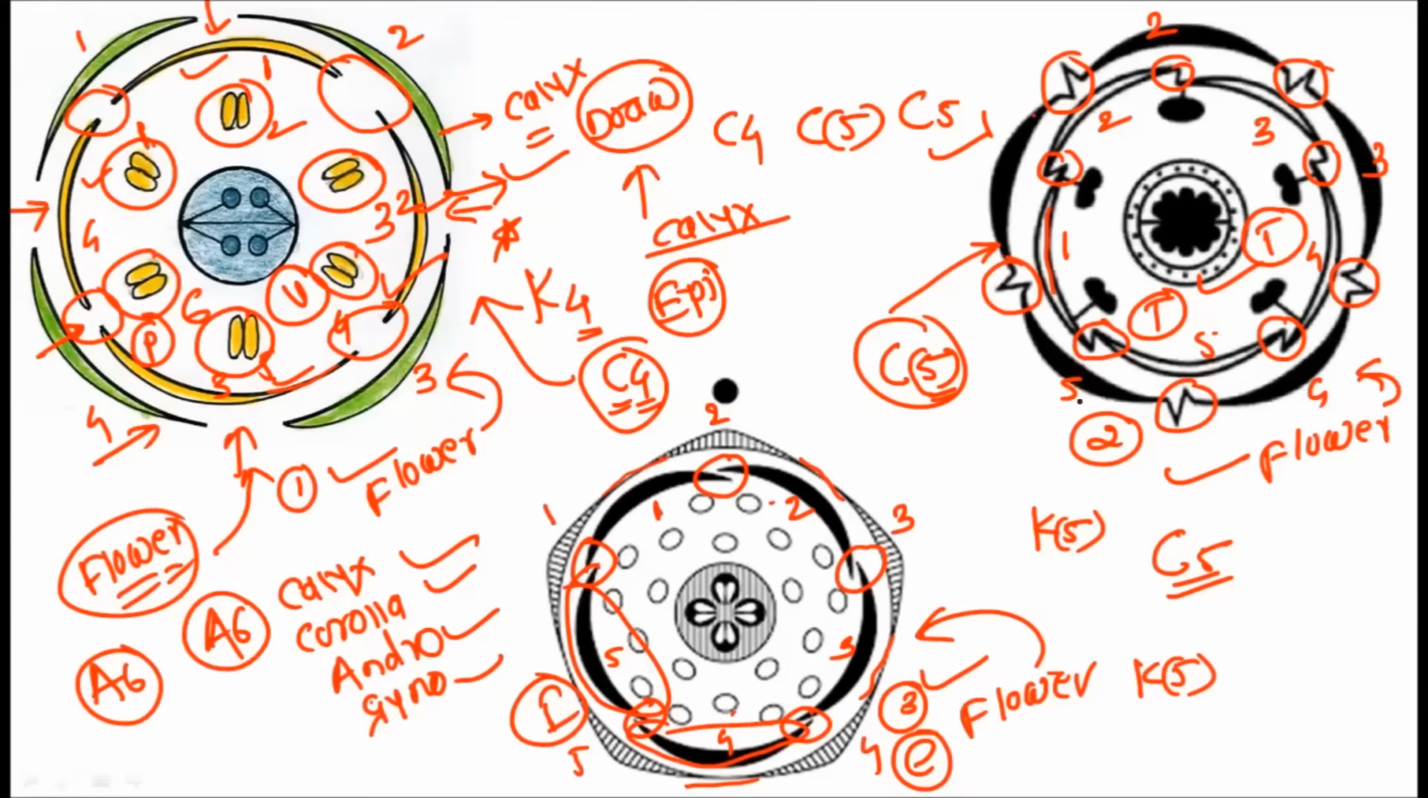Now if you observe the same androecium in the second diagram, see how many are there? 1, 2, 3, 4, and 5. So A5 condition is here, but see how they are fused with the petals. Here observe, they are fused with the petals. This condition is called the epipetalous condition, when the stamens are fused with the petals. So epipetalous condition is here.